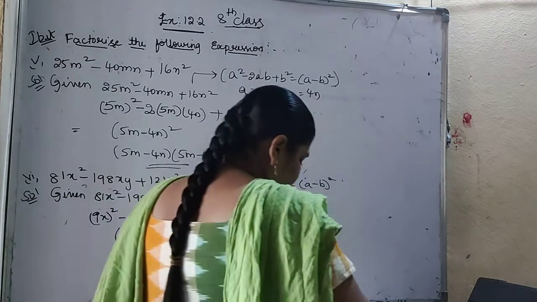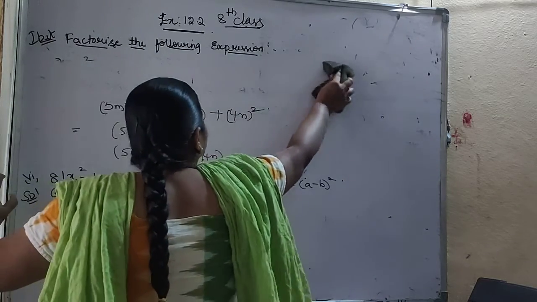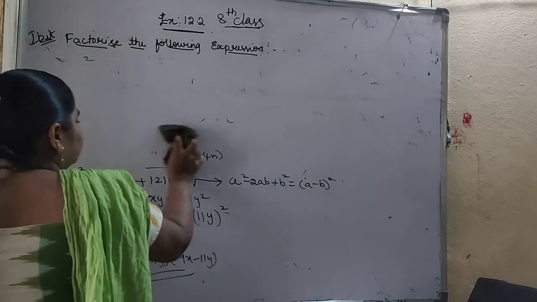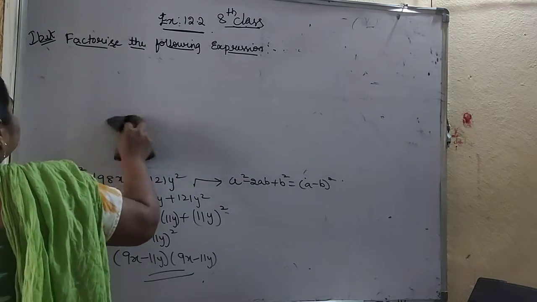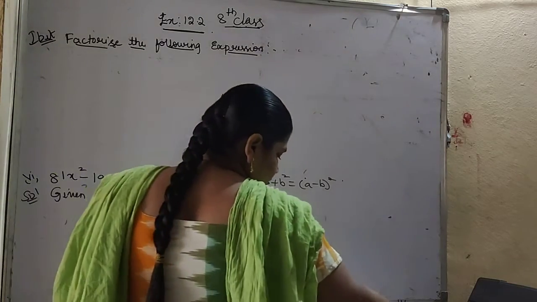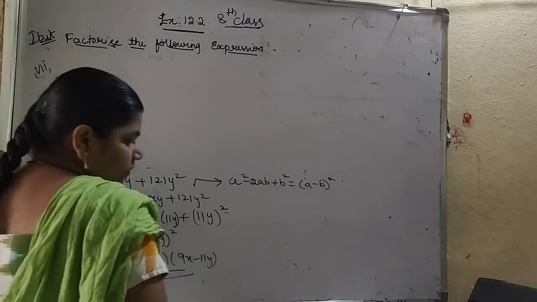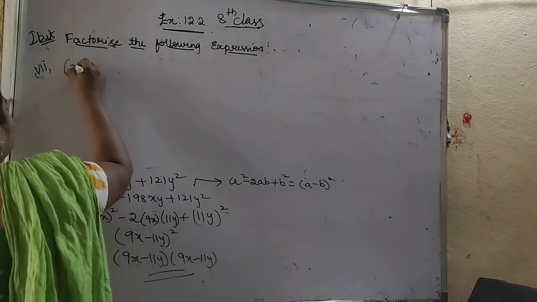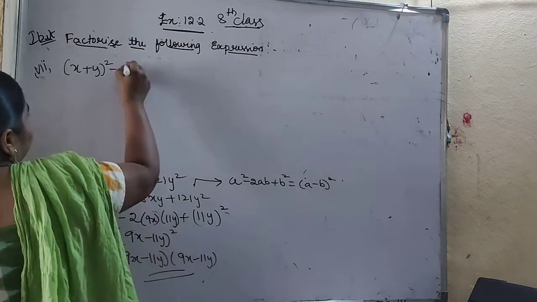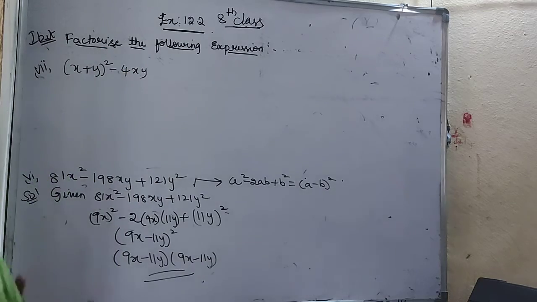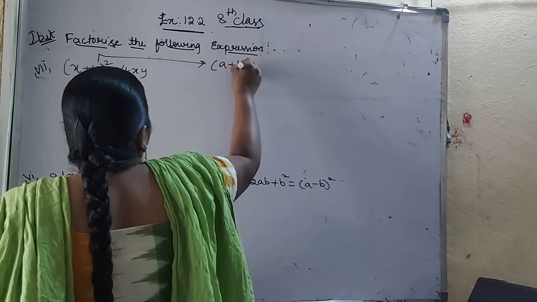Next is the 7th one. Seventh is x plus y whole square minus 4xy. So if you see this, now they have given it in the form of a plus b whole square.